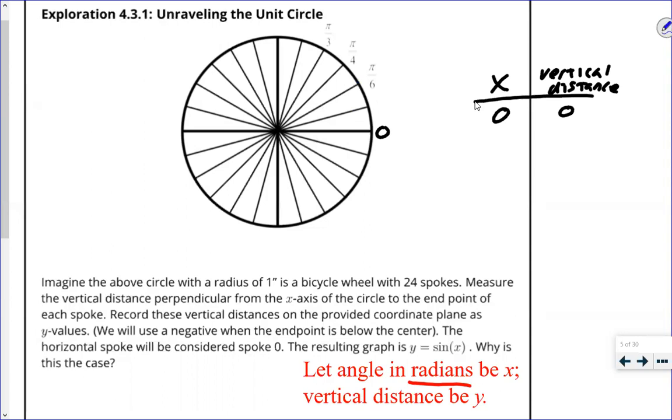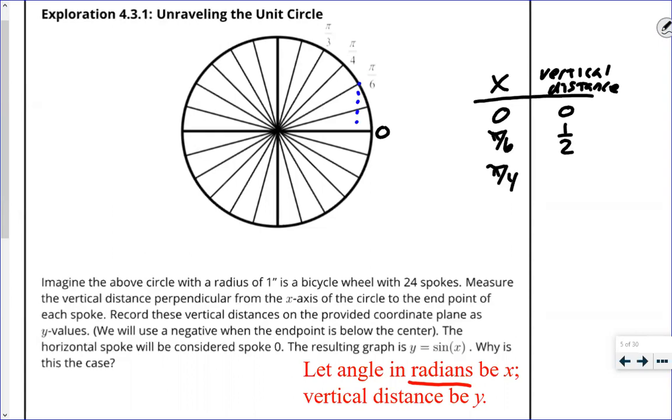That was not a very good vertical line. A little better, not much better. So that means the coordinate point here would be: when X is pi over 6, then Y, that vertical distance, is going to be 1/2. We can do the same thing as we go to the next spoke. Now, I'm not going to do every single one of these around the whole circle, don't worry, but I do want to do the first quadrant because from there we can start looking at a pattern.